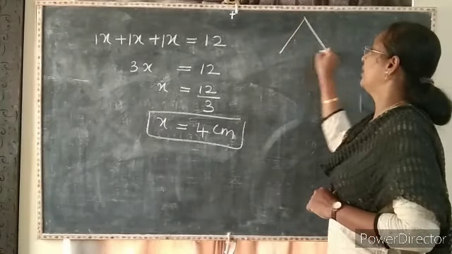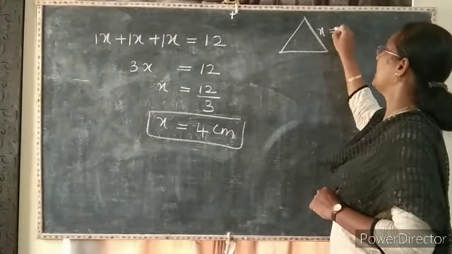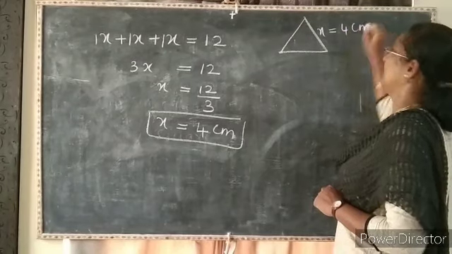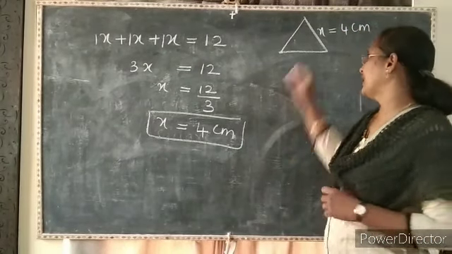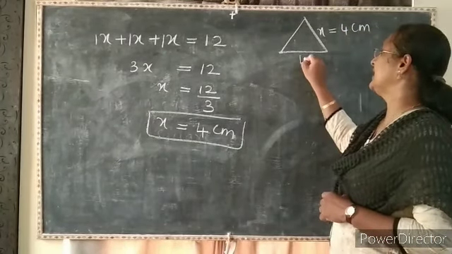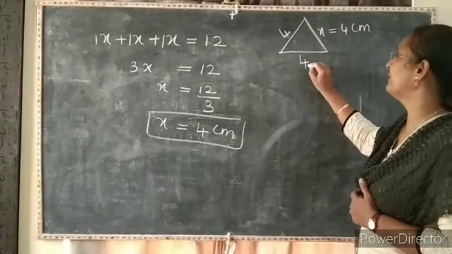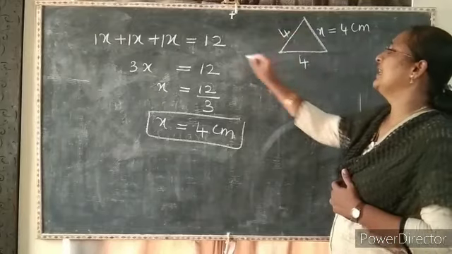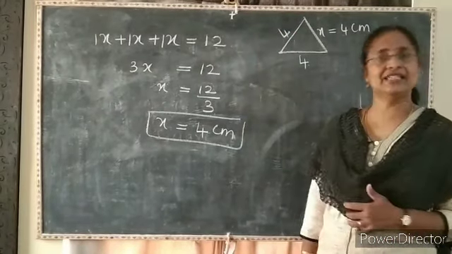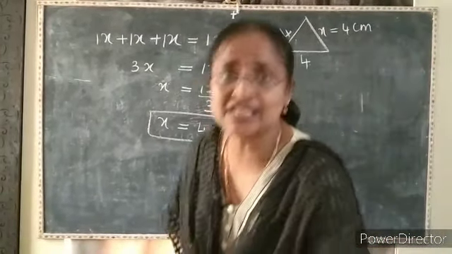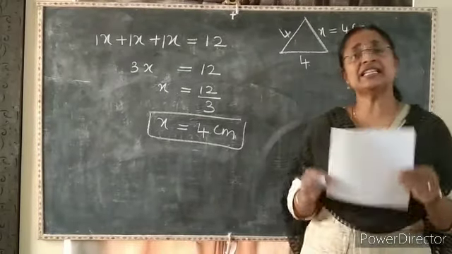Length of the wire on one side is equal to how much? 4 centimeter. Yes or no? Okay, so here we have 4 centimeter, here we have 4 centimeter, and here we have 4 centimeter. When you add 4 plus 4 plus 4, it will be equal to 12 centimeter. Okay, the next one is we are going to see square.